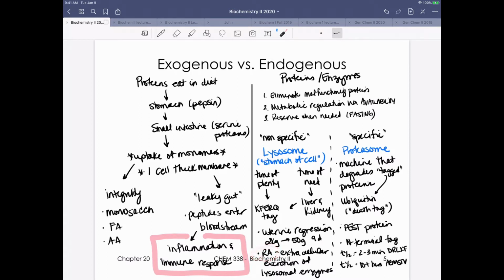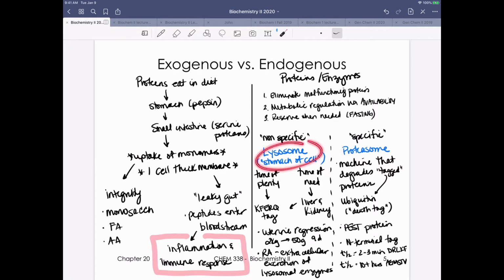Something else to think about is rheumatoid arthritis. It's an autoimmune disease, but really what happens is you have extracellular excretion of lysosomal enzymes into joint spaces. That's not supposed to happen, but this is an autoimmune response, a hyper-extensive immune response, that releases these lysosomal enzymes into joint spaces, which causes degradation of joint tissue, and is what causes that arthritic situation.